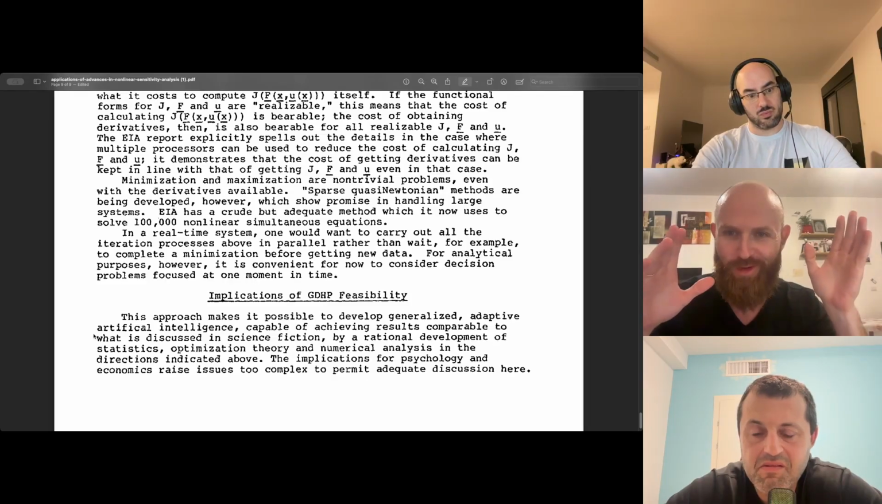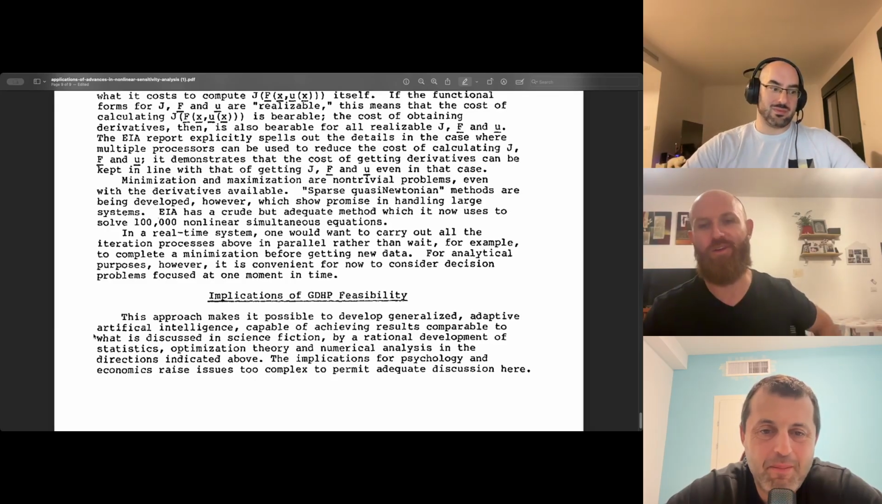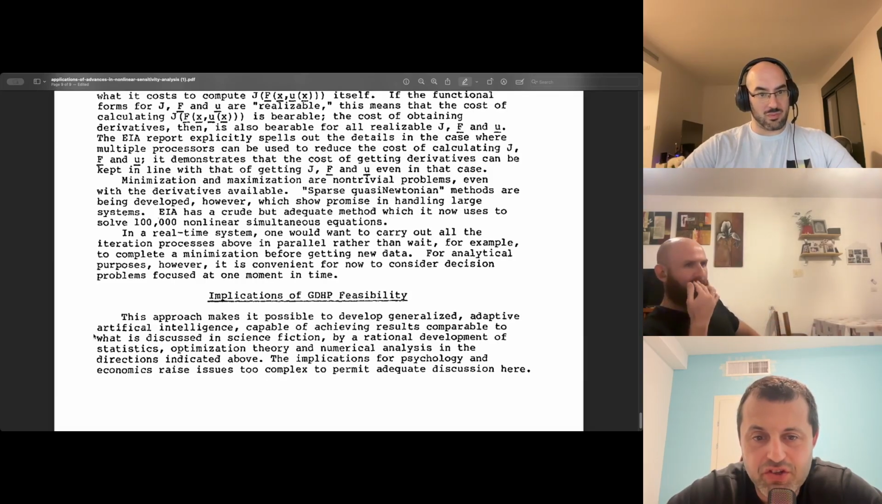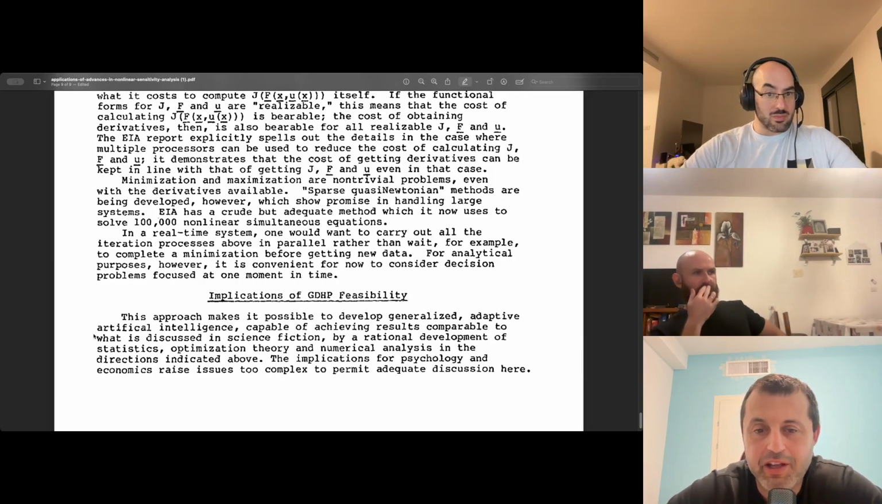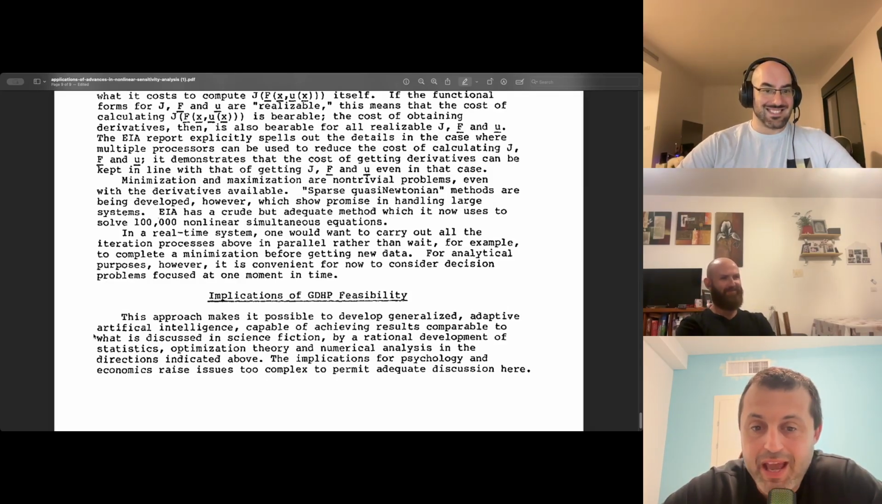I agree. It's not so clear because it's some kind of messy summary of what he did in his PhD. But Daniel, the last paragraph is really cool. Implication of the GDHP feasibility. I'll read it aloud. Okay. This approach makes it possible to develop generalized adaptive artificial intelligence capable of achieving results comparable to what is discussed in science fiction by a rational development of statistics, optimization theory, and numerical analysis in the direction indicated above. The application of psychology and Kahneman's raise issues too complex to permit adequate discussion here.